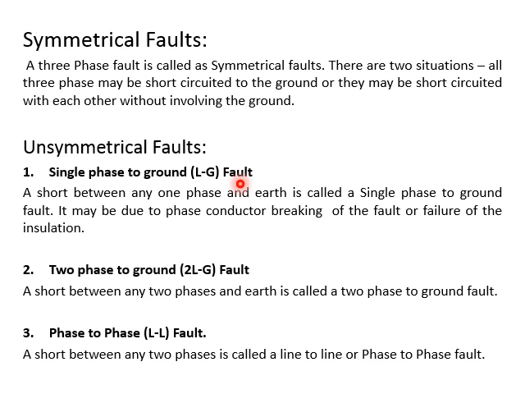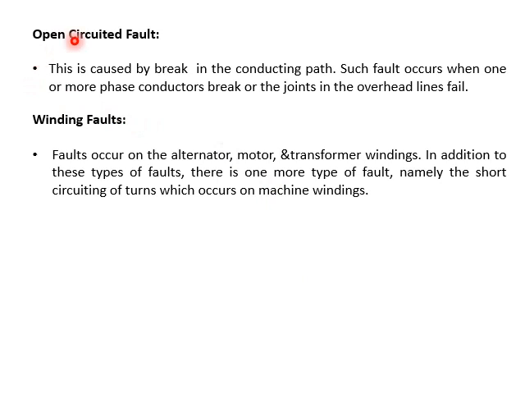Two phase to ground: a short between any two phases and earth is called a two-phase to ground fault. Phase to phase: a short between any two phases is called a line to line or phase to phase fault. Open circuited fault is caused by a break in the conducting path. Such a fault occurs when one or more phase conductors break or the joints in the overhead lines fail.